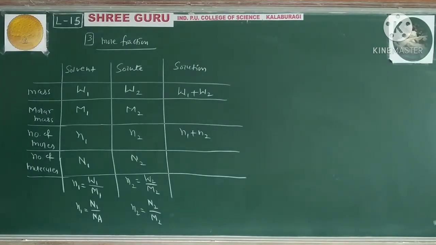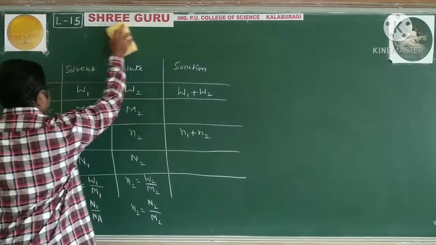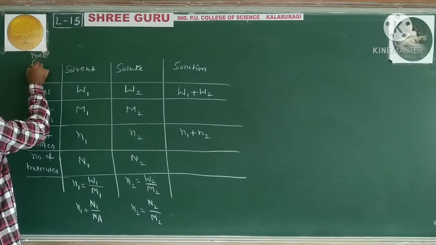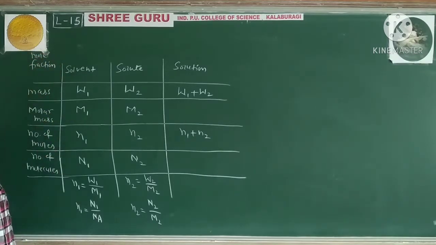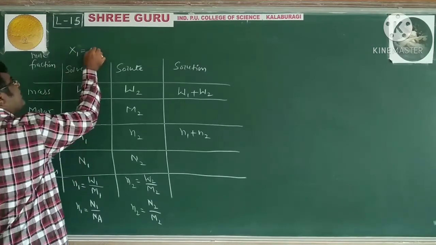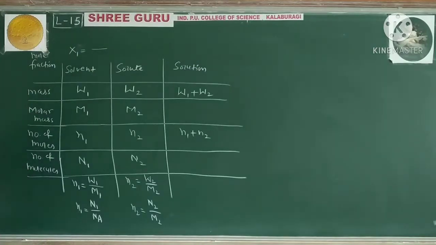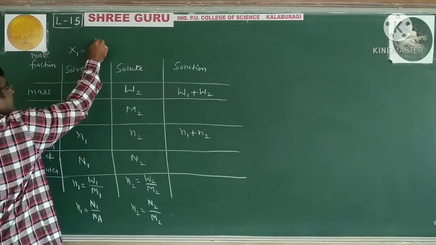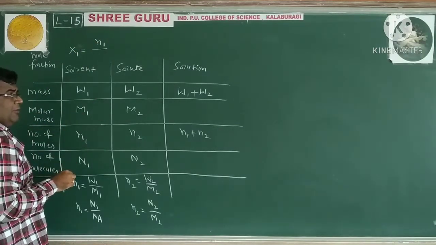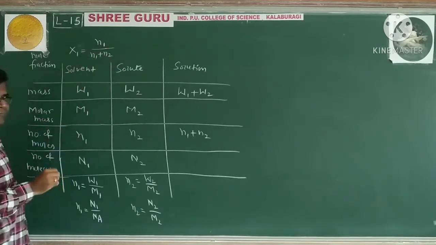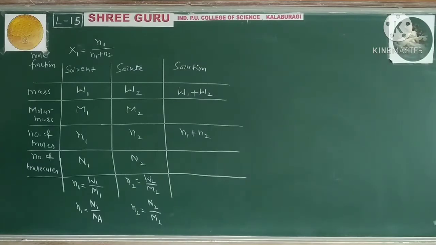Now we have mole fraction here. I write here mole fraction. What is the mole fraction of solvent? Denoted by x1. It is a ratio. Ratio of what? Ratio of moles of a component, the component is solvent here, to the moles of all the components in the solution. So n1 divided by n1 plus n2 is the mole fraction of solvent.